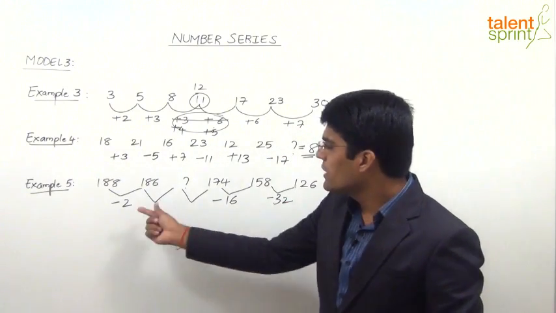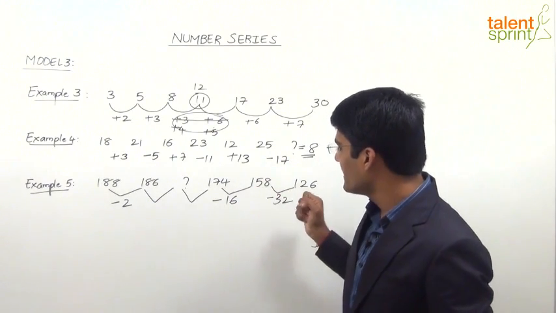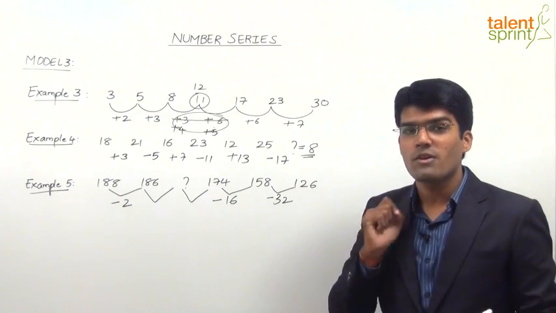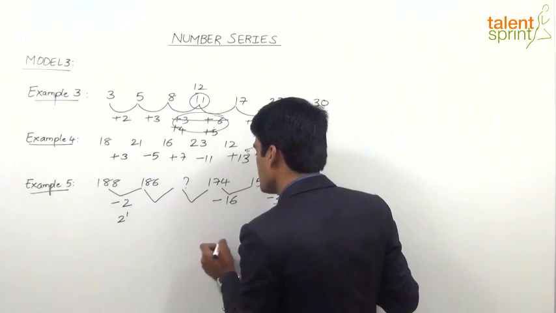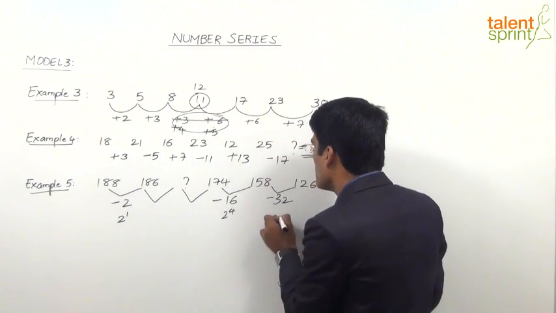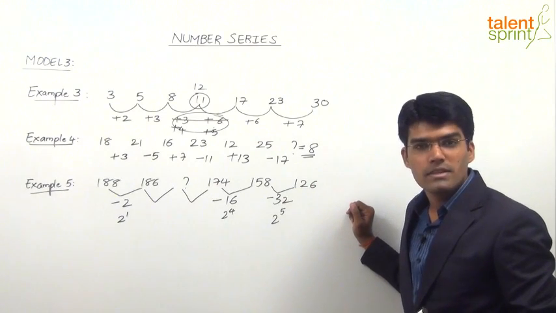But then if you try to observe the differences that we have got so far, 2, 16, 32, these are all powers of 2. That is nothing but 2 power 1, 2 power 4, and 2 power 5. So maybe that is the logic behind the given question.